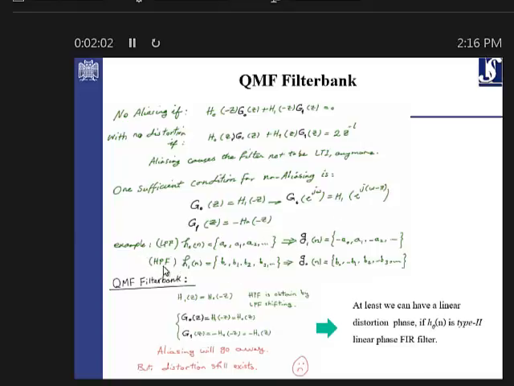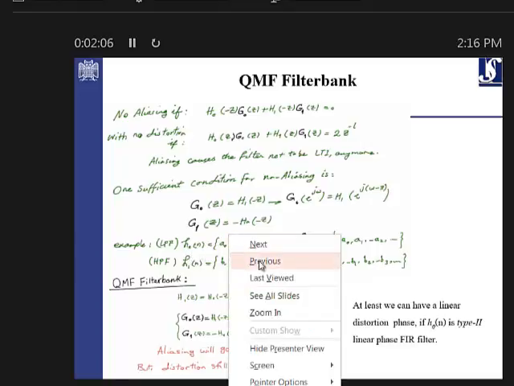So as an example, can you see that? Is that?